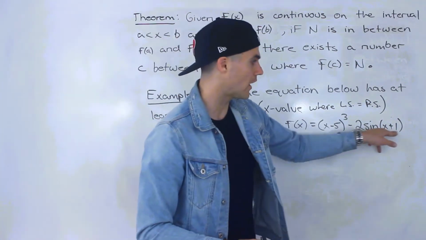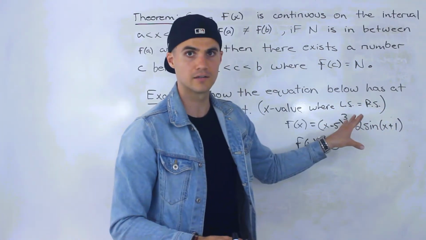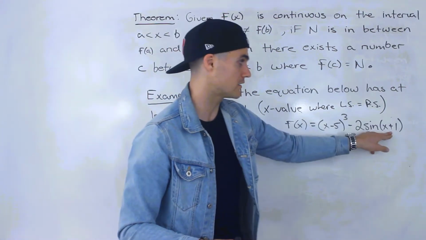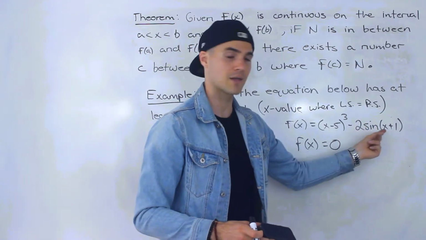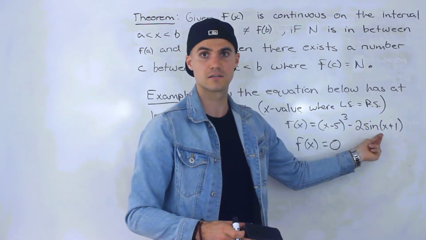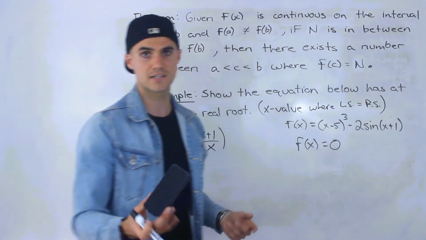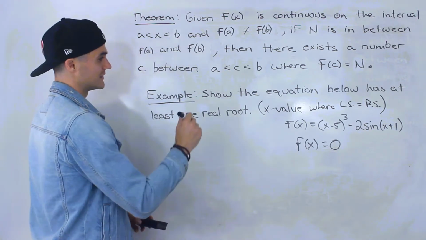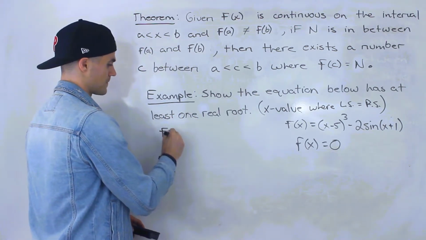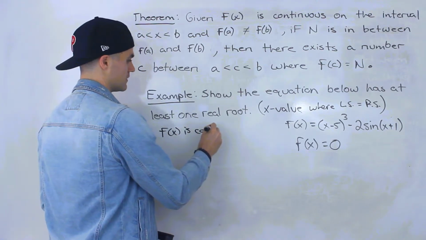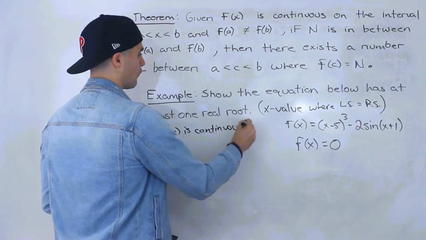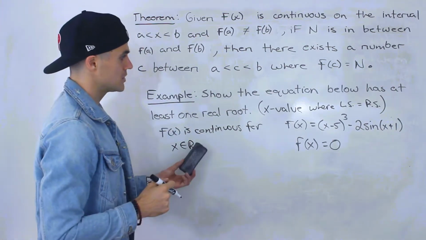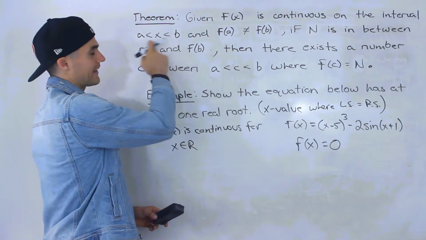But this x plus 1, if we just look at that, that's just a line. There's not going to be any x value that's going to make that bracket undefined, and if that bracket can't be undefined, then sine of it is going to give you a defined value as well, right? Hopefully you got that. I know it's a little bit confusing, but the point is that f of x is continuous for x in the real numbers, for all x values. And that's good because we don't have to worry about what kind of interval we're going to be picking.